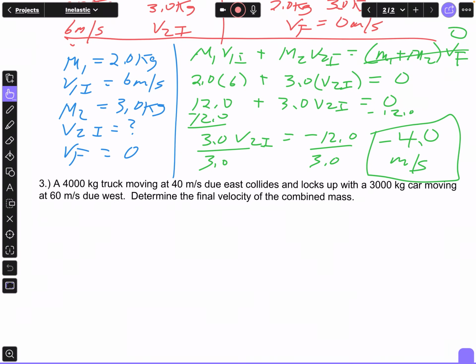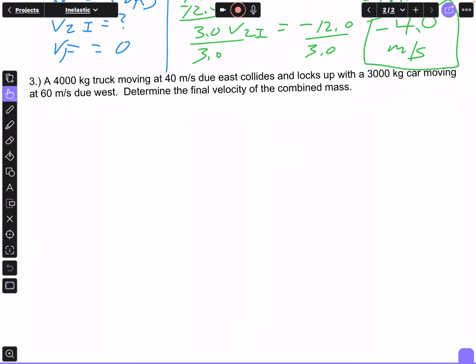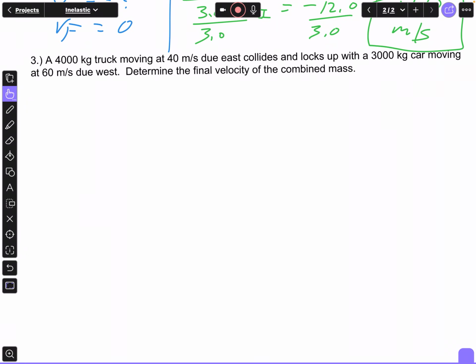Okay, our last example problem. It says a 4,000 kilogram truck moving at 40 meters per second due east collides and locks up with a 3,000 kilogram car moving at 60 meters per second due west. Determine the final velocity of the combined mass.